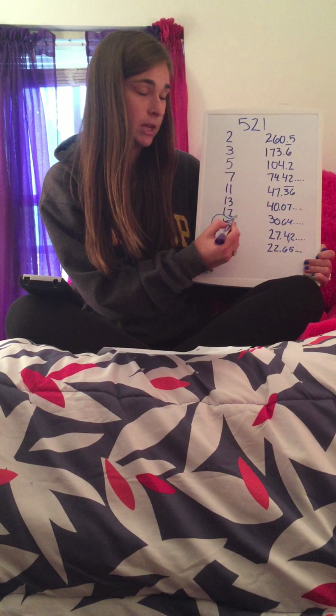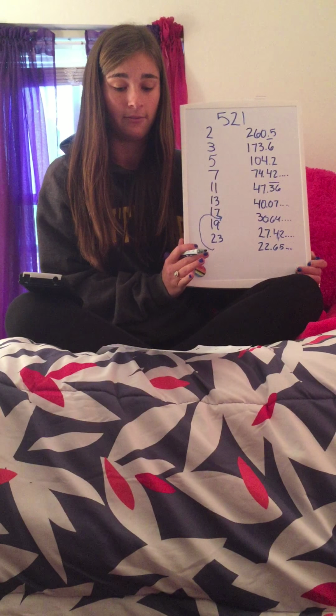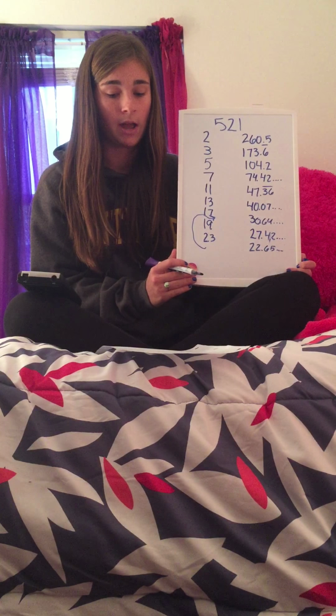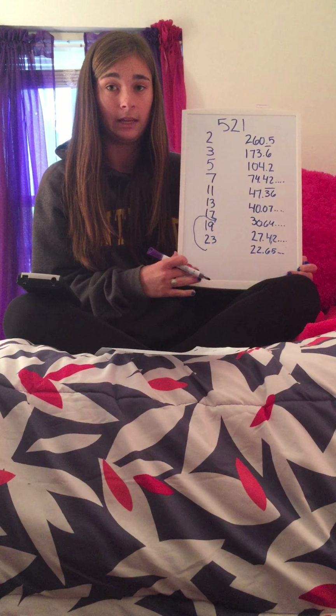When this number is larger than this number, you stop. Because if you kept dividing, the number would land in between here, and you've already figured out that that isn't a factor. So this number is prime because it did not divide out evenly into a whole number.